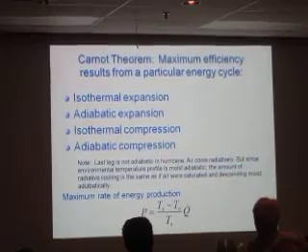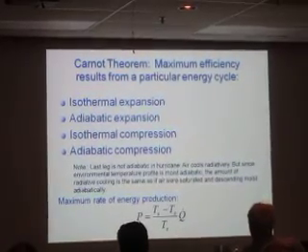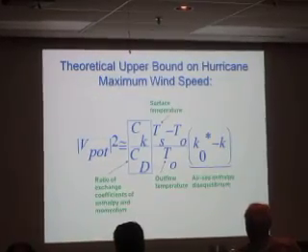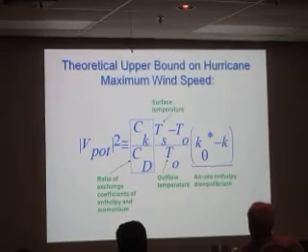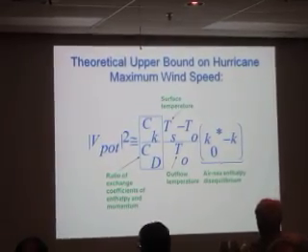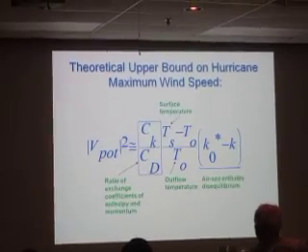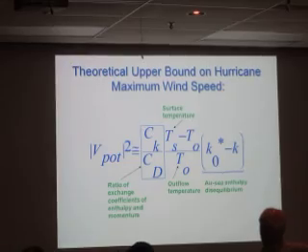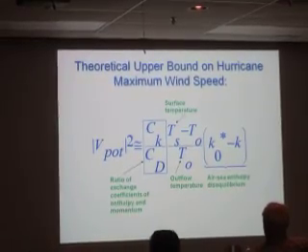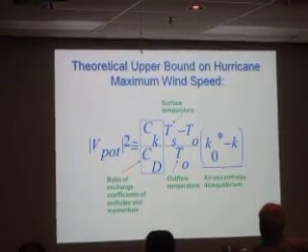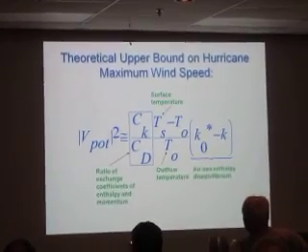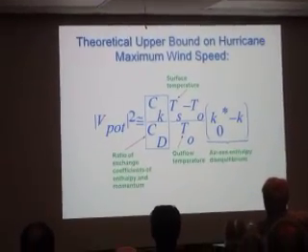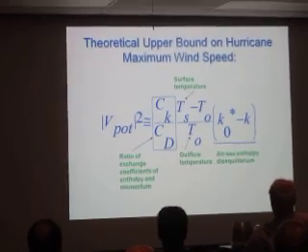You have the four legs of the Carnot cycle. And this is the only equation I think I'm going to show in the talk, but you can equate the mechanical generation of energy in the Carnot cycle to its dissipation and come up with a neat equation for the largest wind speeds, which we call potential wind speed or potential intensity, that you can theoretically have in a steady hurricane.